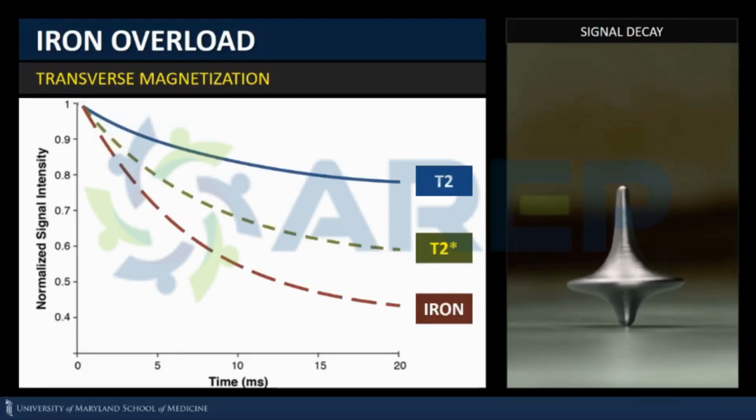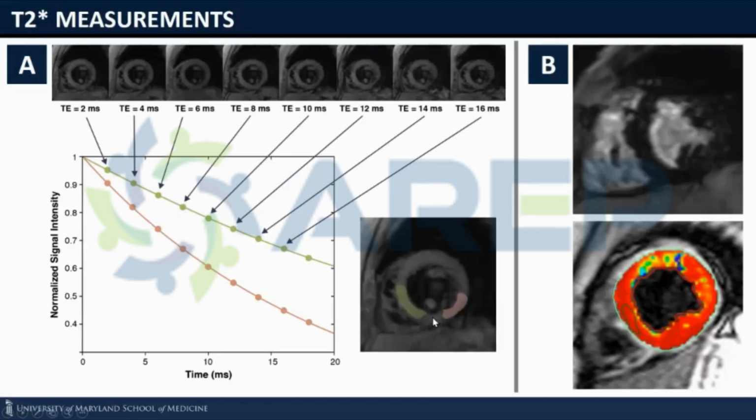Now, to look at that in a different way, again, T2 star is related to T2. And again, T2 star relates to the inhomogeneity of the magnetic field. When you have iron, it makes that relaxation curve even lower. So again, when we see T2 star values less than 20 milliseconds, that suggests that you have significant iron deposition. So here's an example.